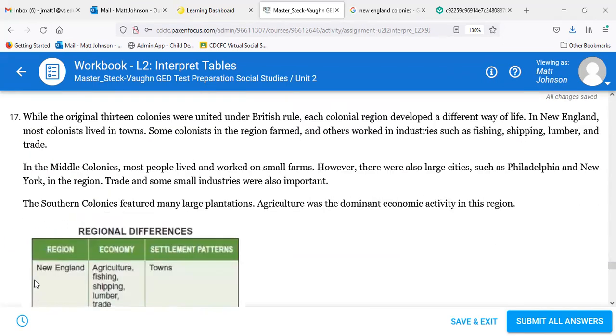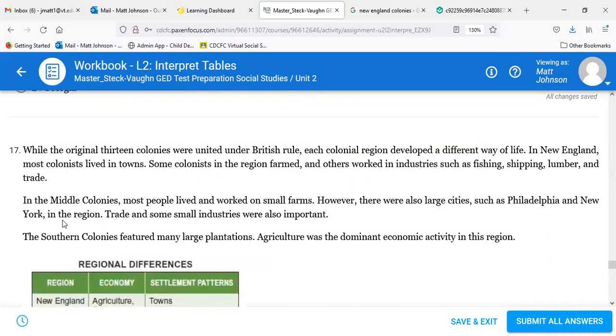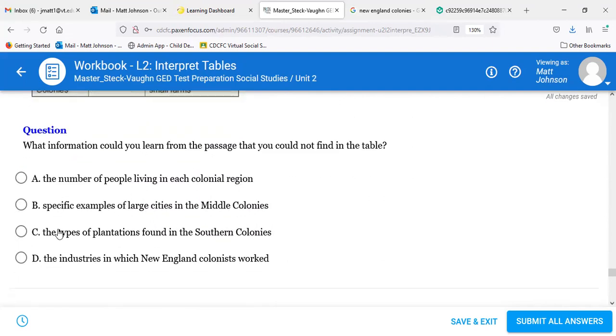For 17, what information could you learn from the passage that you could not find in the table? A, the number of people living in each colonial region. B, specific examples of large cities in the middle colonies. C, the types of plantations found in the southern colonies. Or D, the industries in which the New England colonists worked. So what's in the text that's not in the table, basically, is what it's asking you.